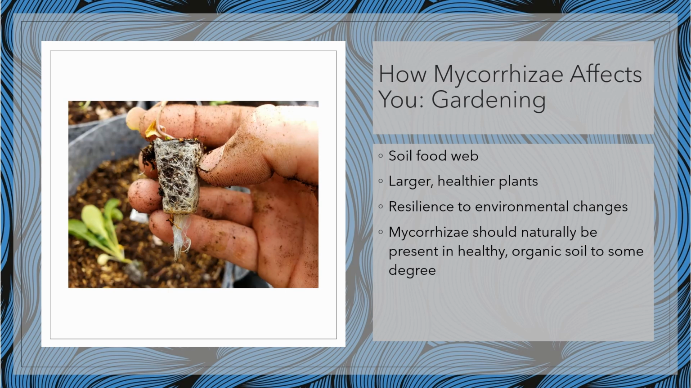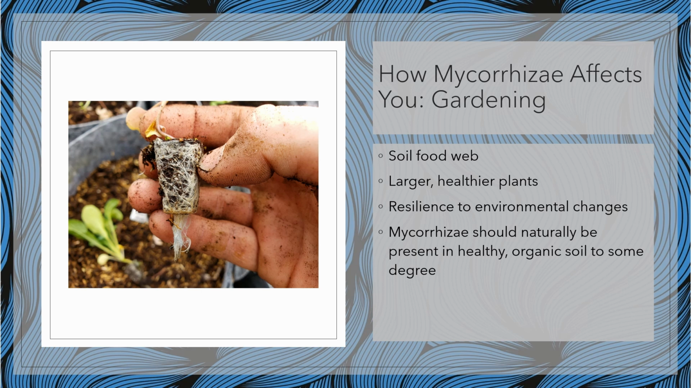Also, if you're a gardener, mycorrhizae is your best friend. So gardeners refer to mycorrhizae as a soil food web, and this is because of the way it circulates nutrients throughout the plant and throughout the soil. 80 to 85% of edible garden crops, fruit trees, flowers, and herbaceous plants associate with this type of fungi. And because the mycelial network stores excess nutrients for later use, it increases the long-term fertility of the soil, which means you're not having to constantly amend your soil.